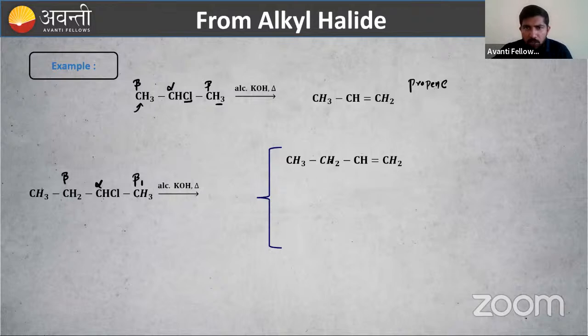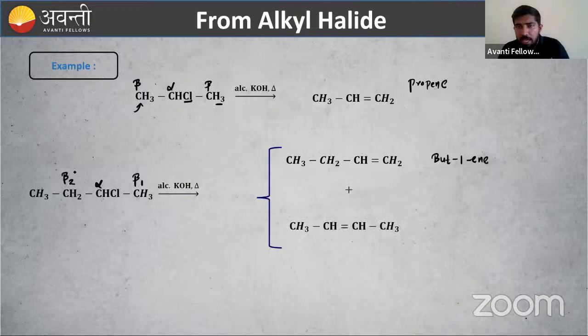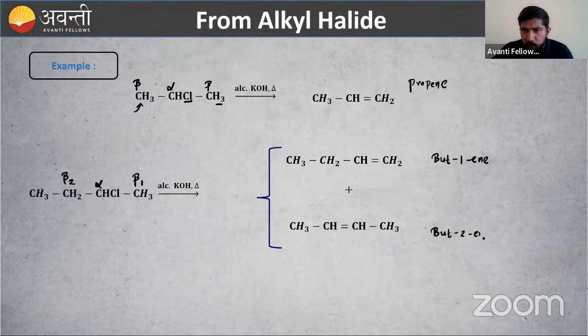What is this? 1, 2, 3, 4. So I can write it as but-1-ene. I'm getting but-1-ene. Suppose I'm removing hydrogen from beta 2. What will be the product obtained? That is 1, 2, 3, 4. The position of the double bond is changed. So I can write it as but-2-ene. So who is the major product? But-1-ene or but-2-ene? How can we decide that?